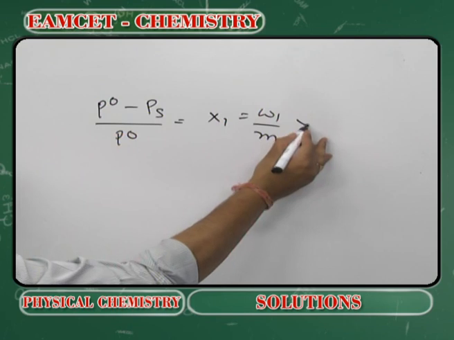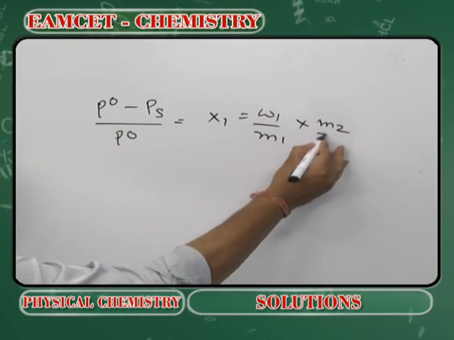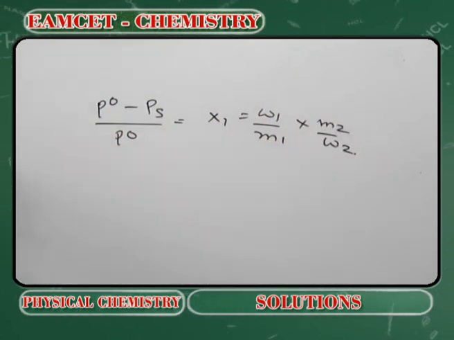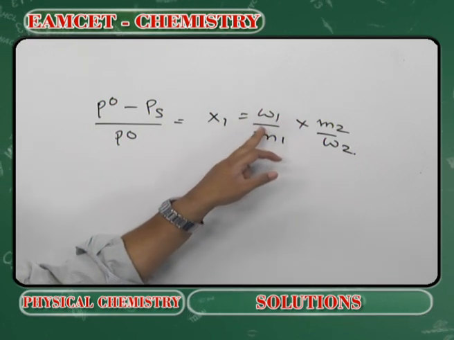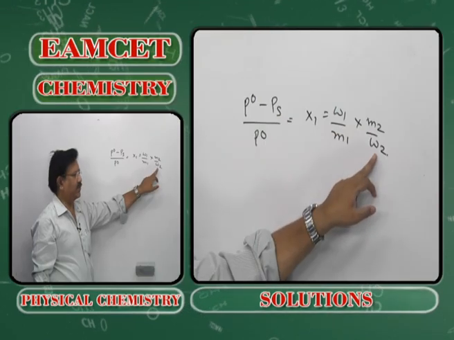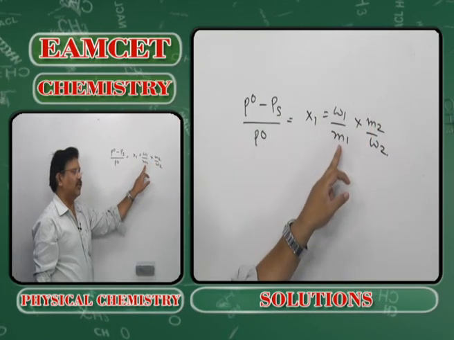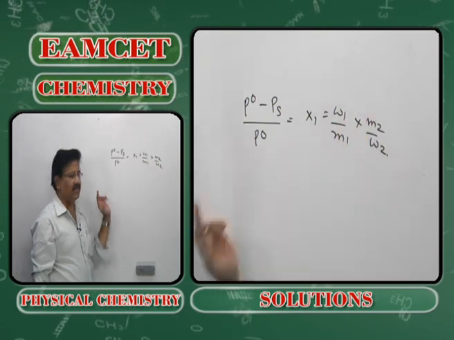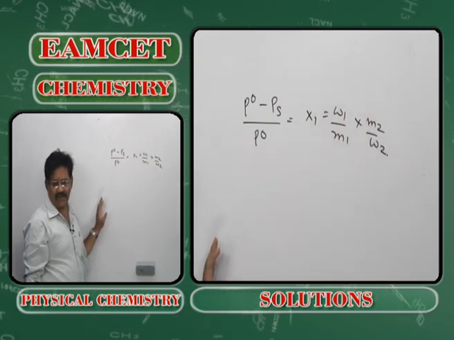What is the reduced form of Raoult's law? It is W1 by M1 into M2 by W2. W1 is the weight of the solute, W2 is the weight of the solvent, M1 is the molecular weight of the solute, and M2 is the molecular weight of the solvent.